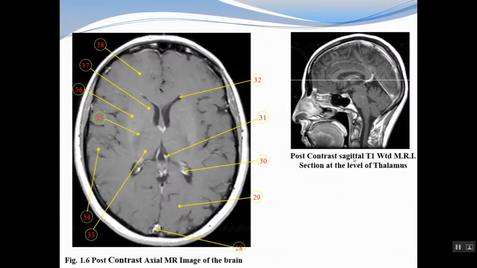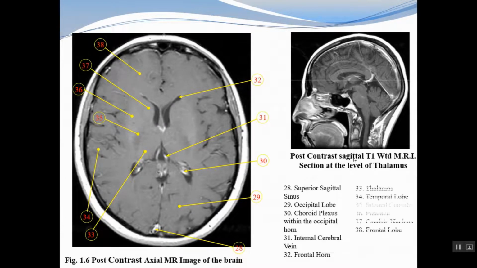Here at the level of the thalamus, we'll find the following structures. This is superior sagittal sinus. This is occipital lobe. This is choroid plexus within the occipital horn. This is the internal cerebral vein, and this is the frontal horn of the lateral ventricle. Here you see the thalamus, the temporal lobe, the internal capsule, the putamen, and caudate nucleus, frontal lobe.